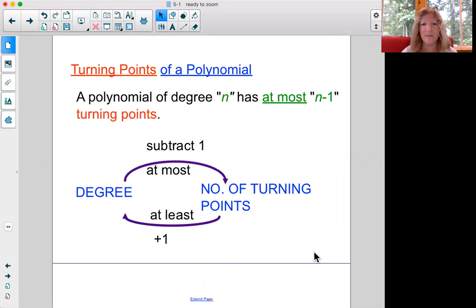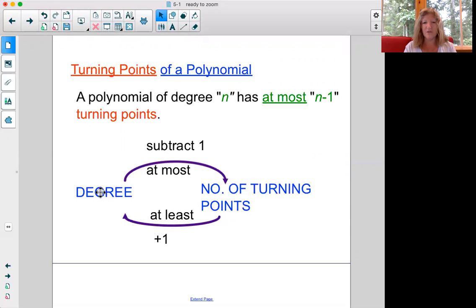And so here's a way to think about it to go back and forth. If you're given the polynomial function and you can see what degree it is, you subtract 1 and you know the most possible number of turning points. You can't have more than that, but you could have less than that for turning points. But on the other hand, what if you're given the graph and you can see with your eyeballs how many turning points there are? Then turning points plus 1 tells you that the degree has to be at least that number. It could be higher, but it has to be at least that degree.